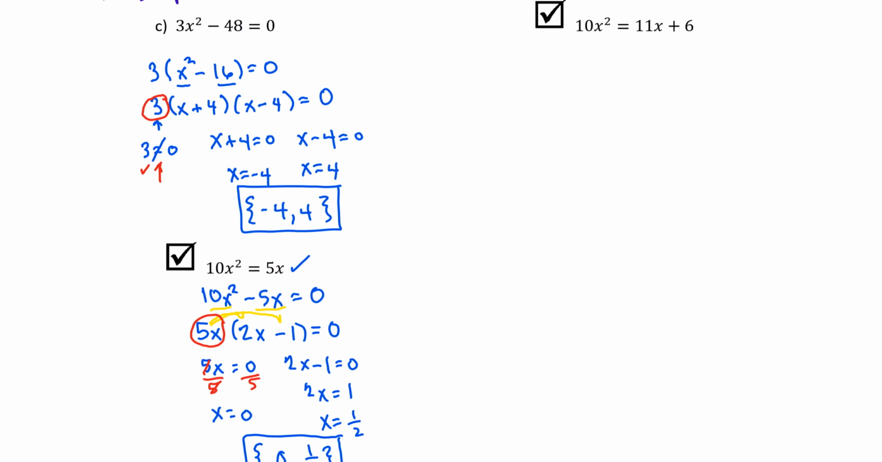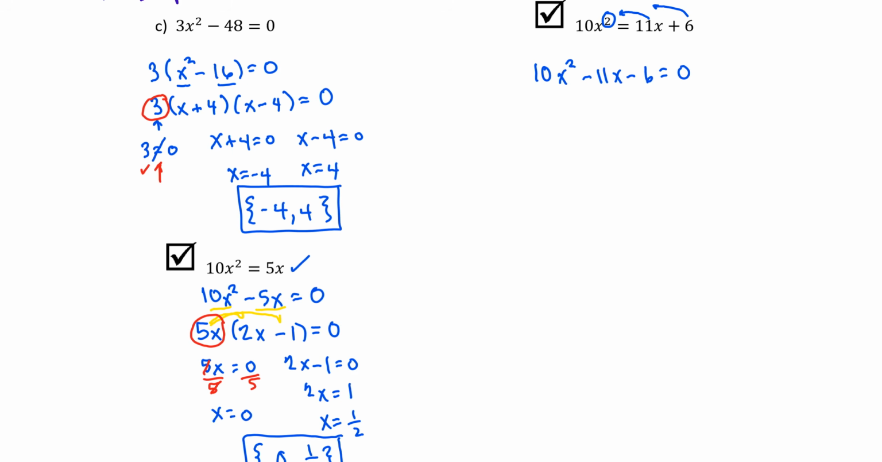One more example for this section, we've got a quadratic equation, and we're going to solve it by factoring. To solve by factoring, we have to have all terms on one side and set that equal to 0. So I'm subtracting 11x from both sides, I'm subtracting 6 from both sides. When I move a term from one side to the other, you're seeing the pattern that it changes signs.